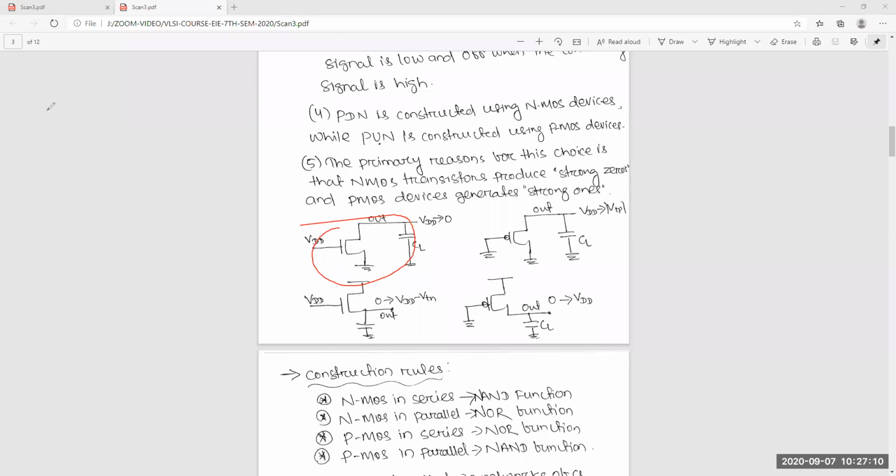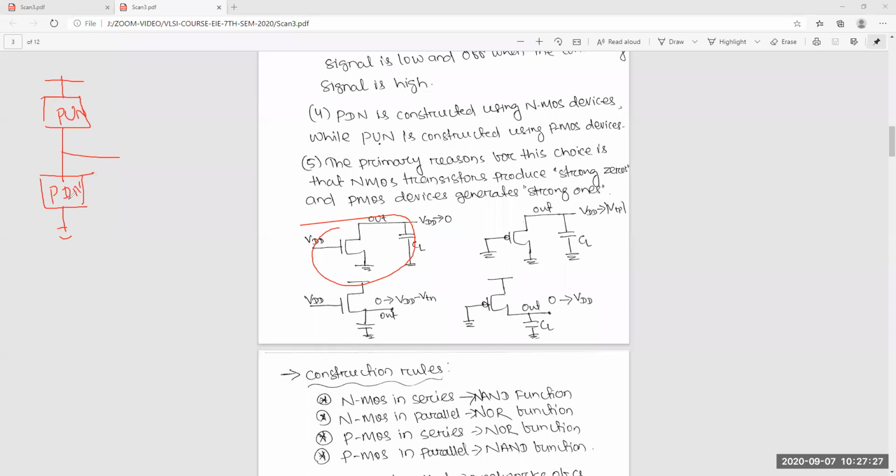If you use an NMOS in the PDN, this is the PUN and this is the PDN. The PUN is connected to VDD and the PDN is connected to ground. This is your output. Okay.